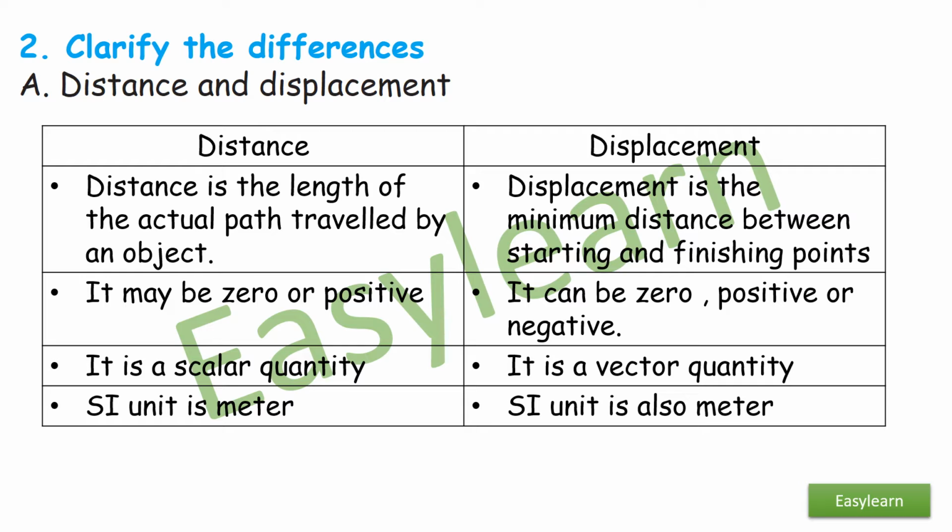Distance is a scalar quantity. Displacement is a vector quantity. The SI unit of distance is meter. The SI unit of displacement is also meter.